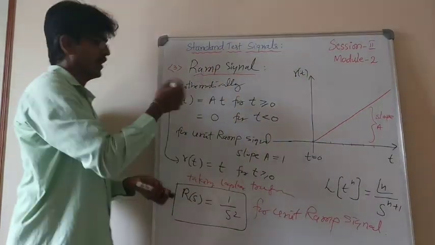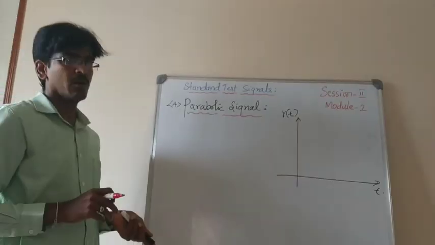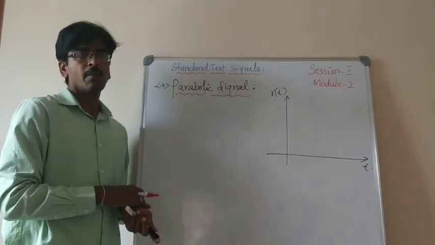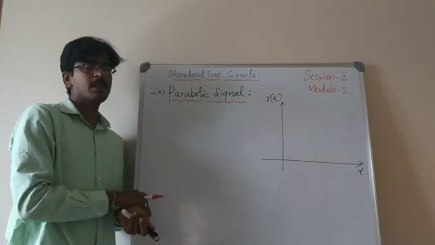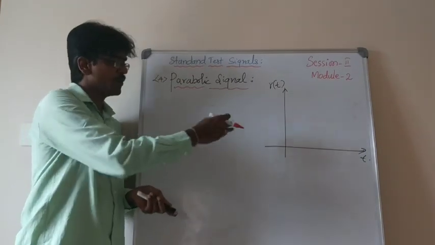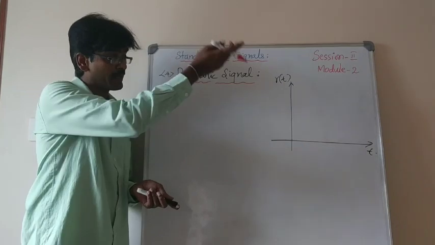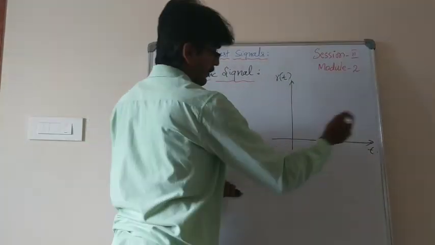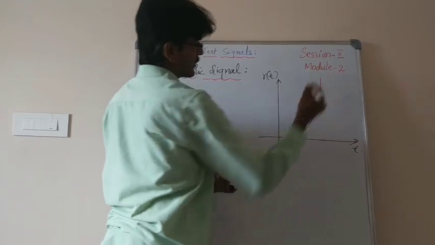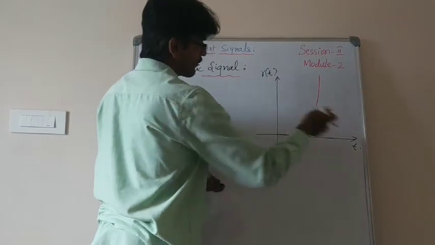That's all. Now let us take the next signal. The fourth signal is parabolic signal. What is a parabolic signal? A parabolic signal is a signal whose amplitude is proportional to square of the time. It is represented like this. So its amplitude is proportional to square of the time.